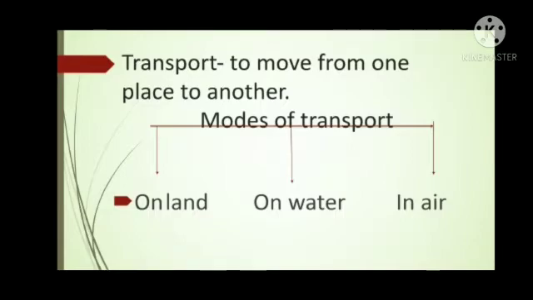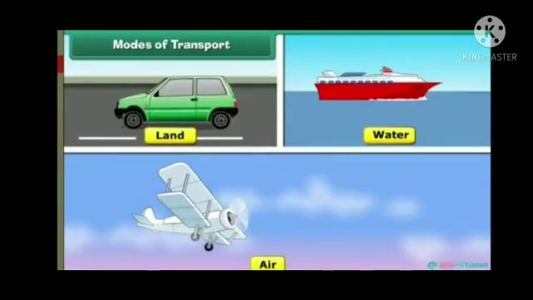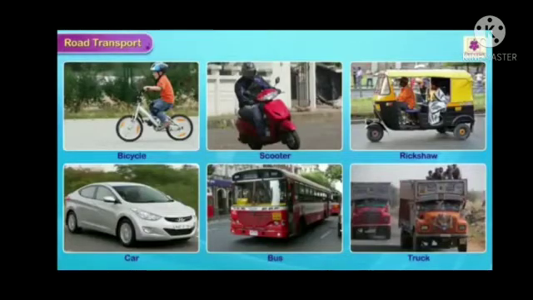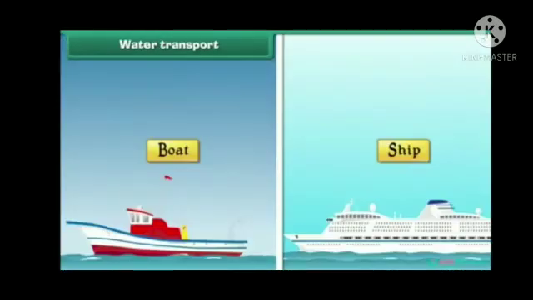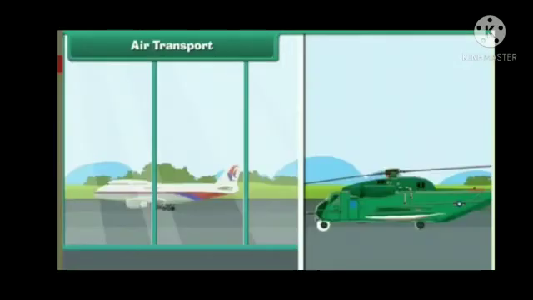There are three types of modes of transport: on land, on water and in air. Modes of transport: on land, water and air. On land, that is road transport, we can see the bicycle, scooter, rickshaw, car, bus, truck. These are the road transport. Then water transport: boat, ship. These are the water transport. And air transport: in air transport we can see the aeroplane, helicopter, rocket. These are the air transport.